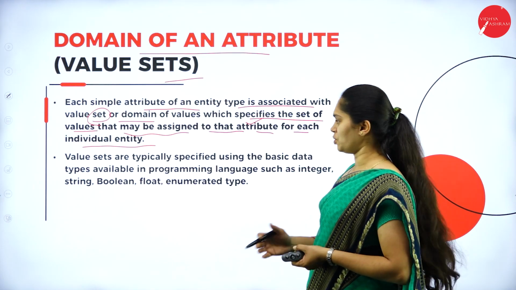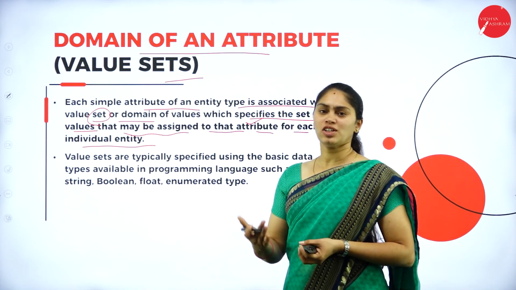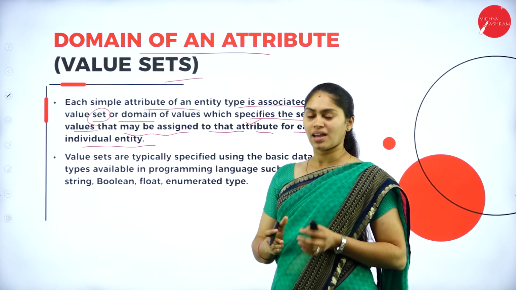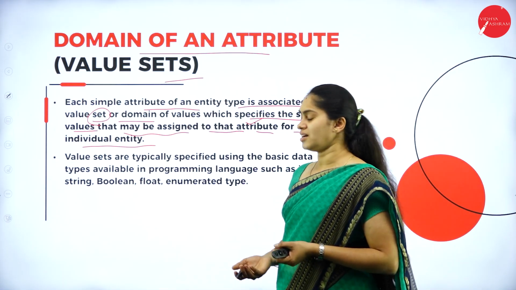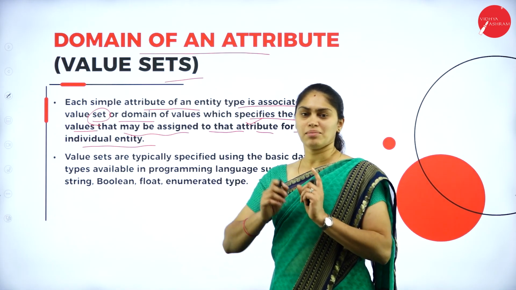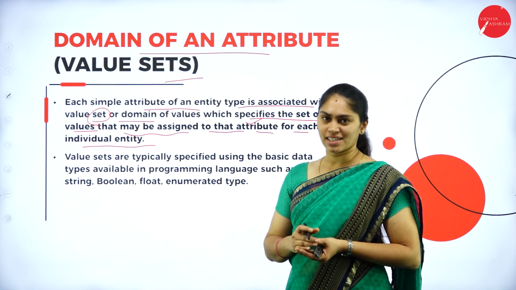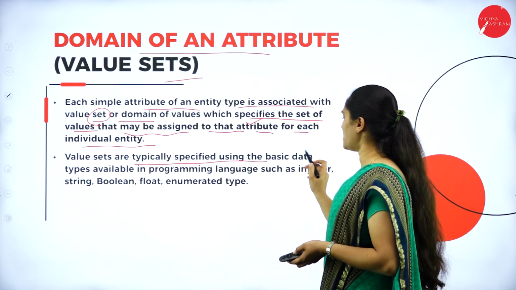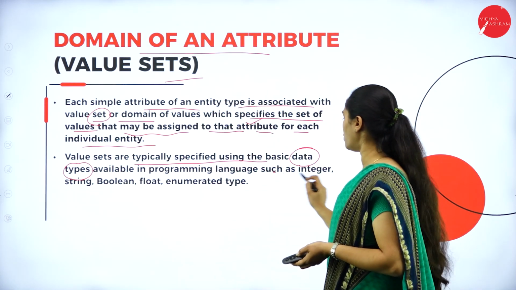Moreover, in this value set or domain of an attribute, we are going to specify the data type, what kind of data type it has to be, and also we can specify the range. If I say varchar or string, at that time I am going to specify the size. If the size is 20, it is able to hold up to 20 characters. So here value sets are typically specified by making use of basic data types that comprise what?